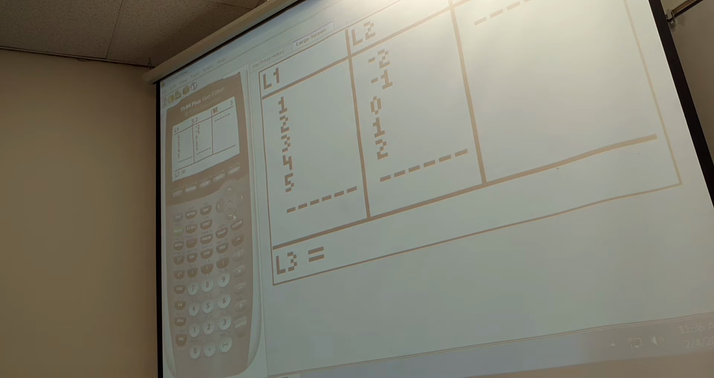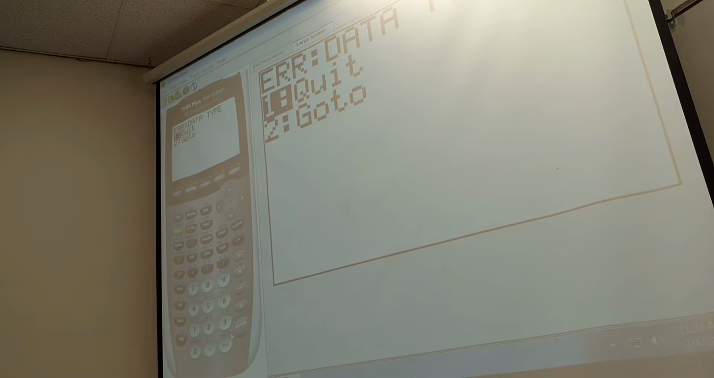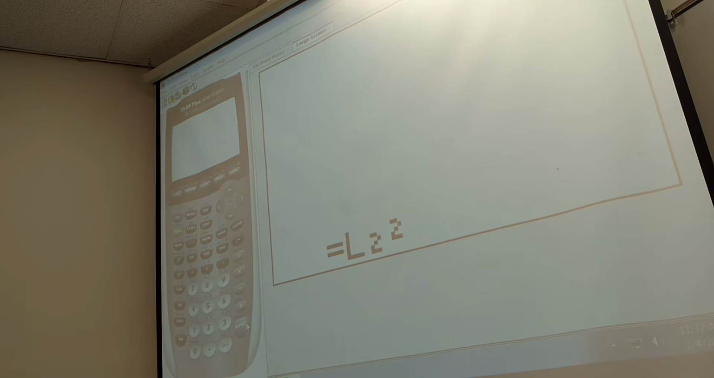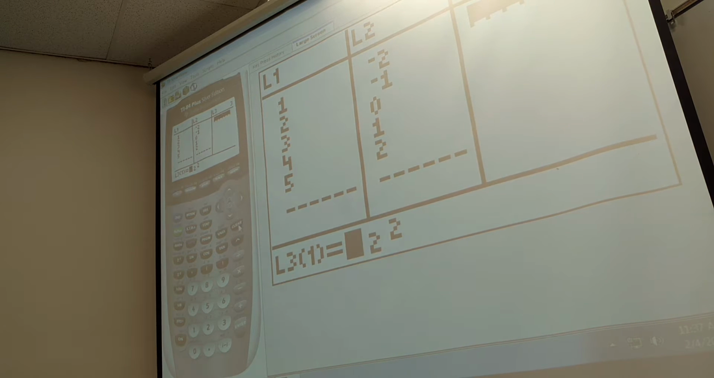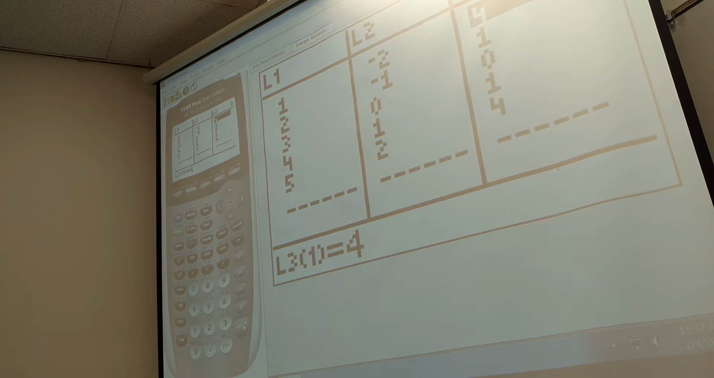Now, real quick, here's the error you'll get. See where, am I in the right place? No. So if I try to tell it I want that to be L2 squared, it'll go, what the what? I'm trying to put an entire list in one spot. So the calculator's like, I can't do that. Whenever you have a go-to option, say go-to, and it'll say this is where the problem is. And I'm like, oh, I'm in the wrong place. Go up to L3. I want L3 to be L2 squared. Bam. All right.